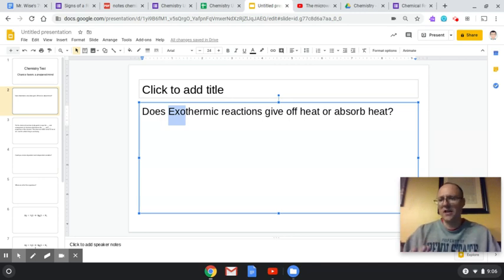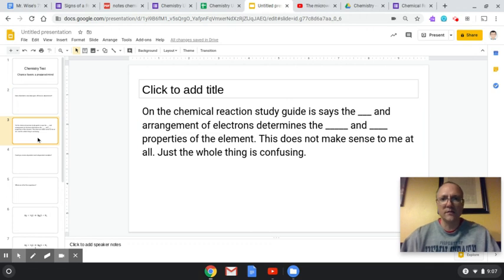As opposed to, if you imagine a sponge absorbing water, water is going into the sponge. So endothermic energy would be going in or absorbing it. Exothermic reaction, heat is being released or it's given off. Great question. All right, let's see what we got next.